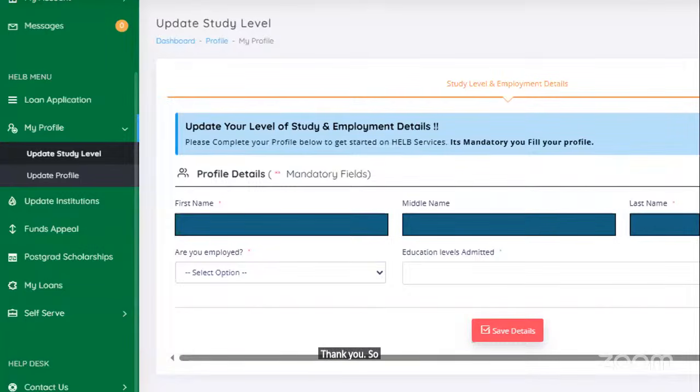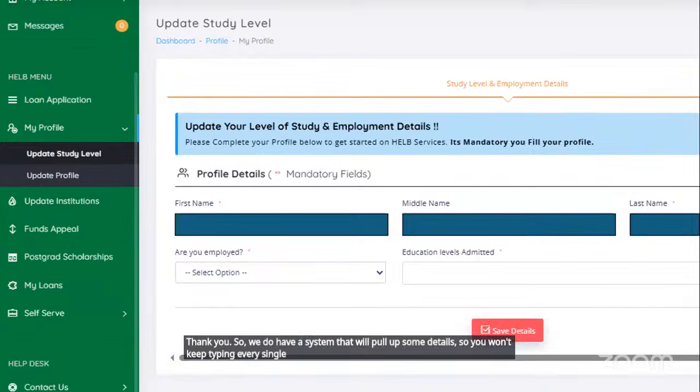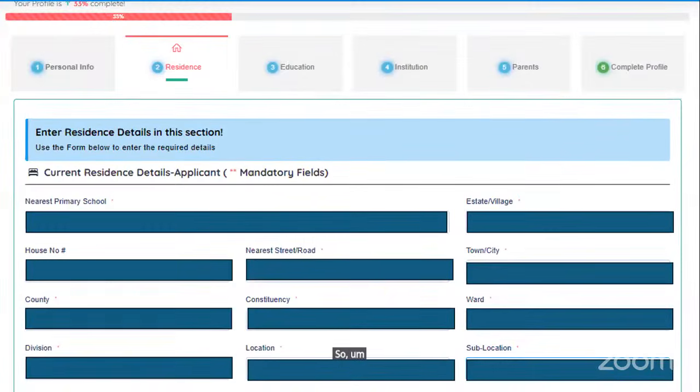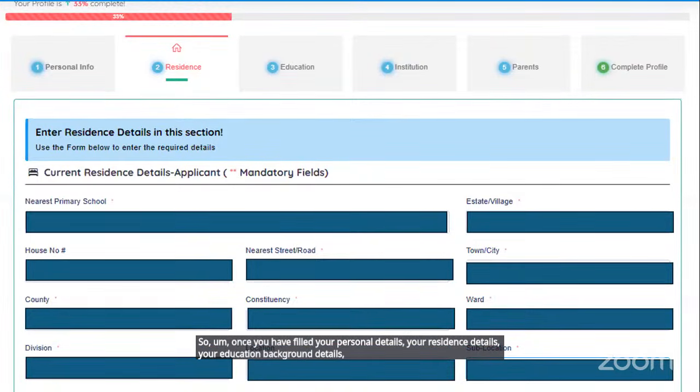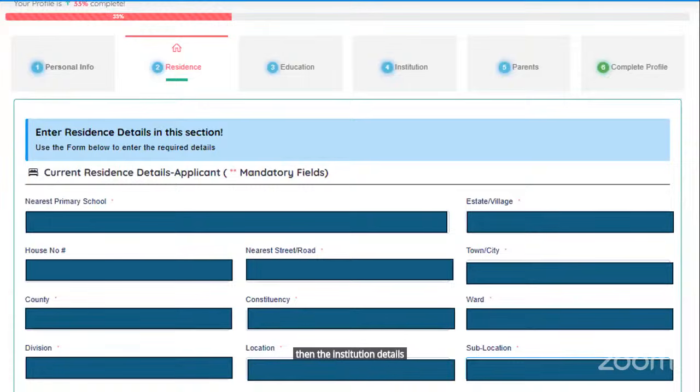Thank you. So we do have a system that will pull up some details, so you won't keep typing every single little detail. Once you have filled your personal details, your residence details, and your education background details, this is where you fill in your high school and your primary school details, then the institution details. If you are placed by KUCCPS, the institution details will pop up automatically. If you're not placed by KUCCPS, then you will have to key in the details yourself.